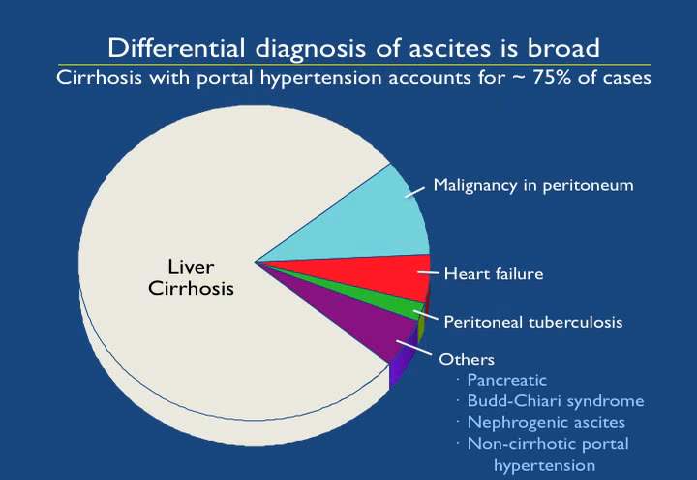The differential diagnosis of new-onset ascites is broad. However, cirrhosis with portal hypertension accounts for about 75% of cases, as shown on this pie diagram. Other causes must be considered, however, and need to be ruled out.